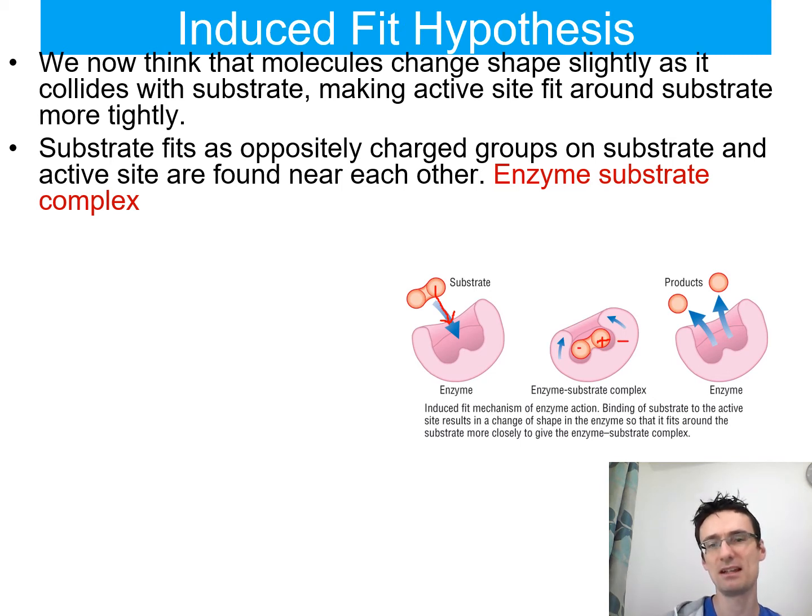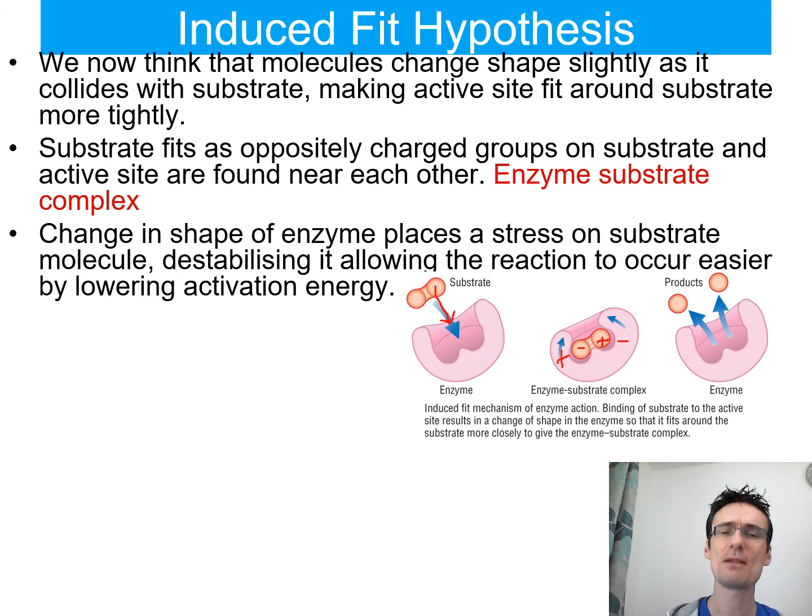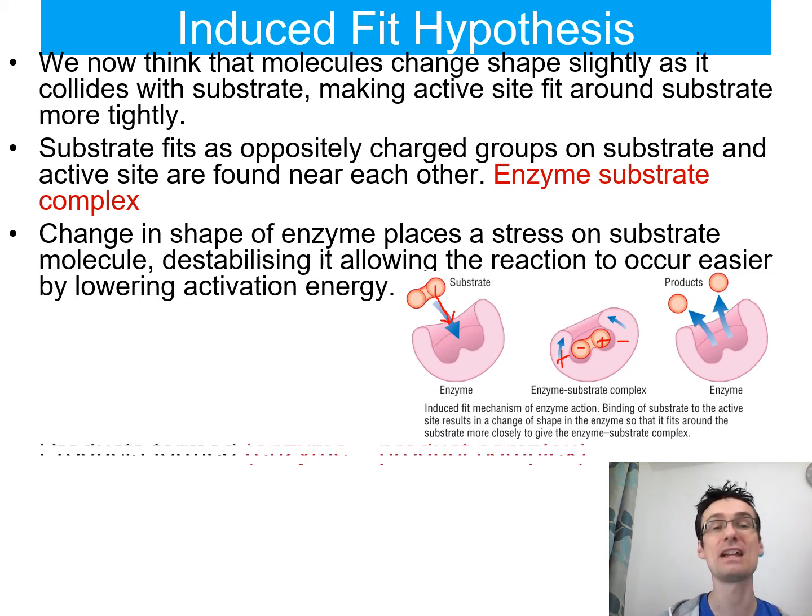And if, let's say, there's a negative charge here on the substrate, there'd be a positive charge there to hold it in place. But the idea is that the active site wraps around and accommodates the substrate more. The changing shape of the enzyme then places stress on the substrate molecule, destabilizing it, allowing the reaction to occur easier, and that causes the lower activation energy.